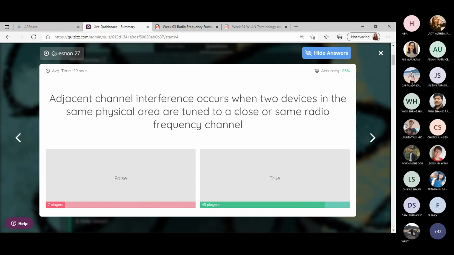Next one, adjacent channel interference when two devices in the same area tune to a close channel. Yes, it's true. Either it's the same channel like channel 1 together, or one is channel 1, another one channel 2. That's why normally we assign the access points: one is channel 1, one is channel 3, one is channel 5. You need to have at least one channel in between.